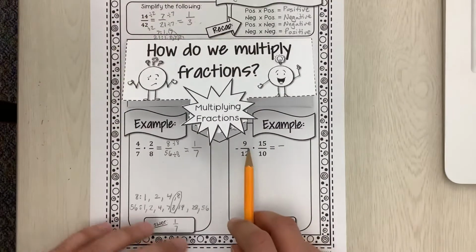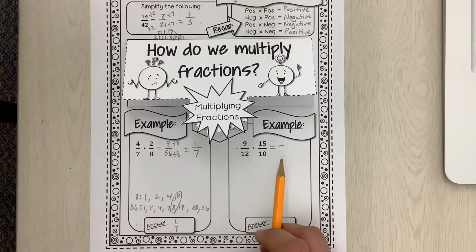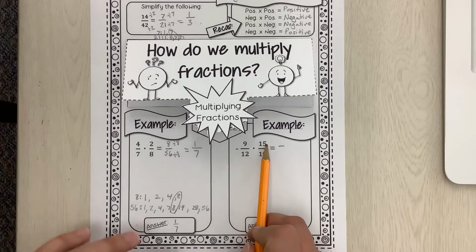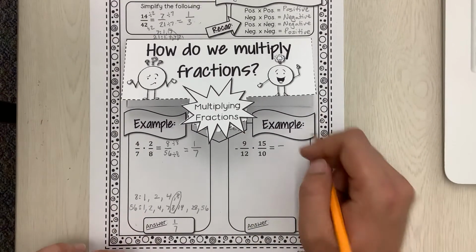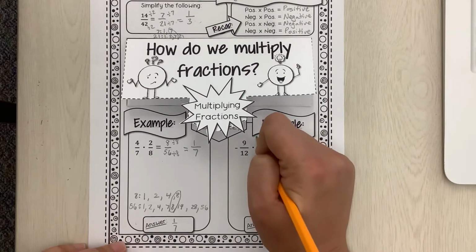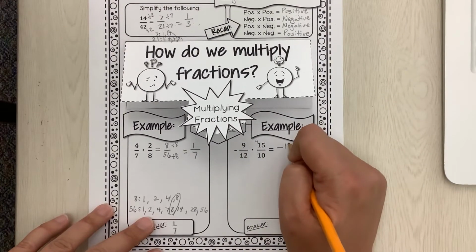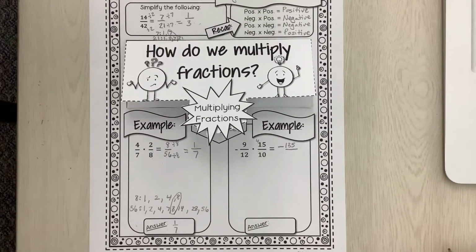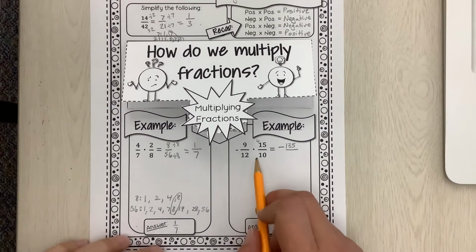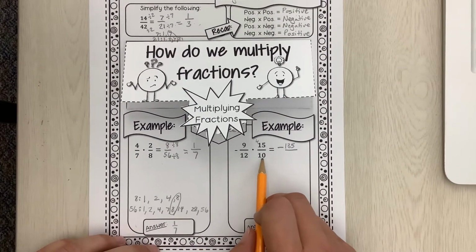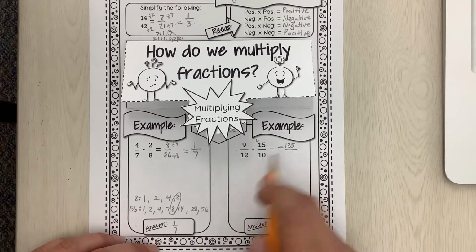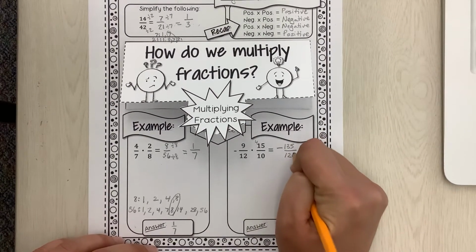So 9 times 15. 9 times 5 is 45, so I'm going to put my 5, carry my 4. 9 times 1 is 9, plus 4 is 13. So 135. 12 times 10. Well, I know 10 times 10 is 100, plus 10 is 110, plus 10 is 120. I did it 12 times. So 120.